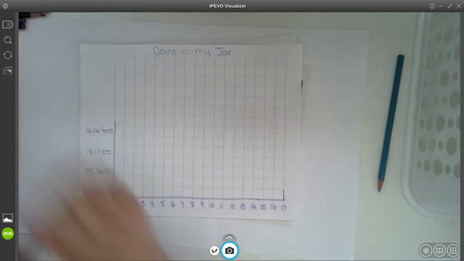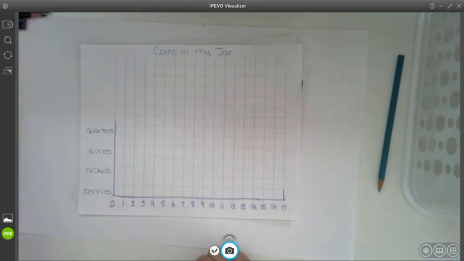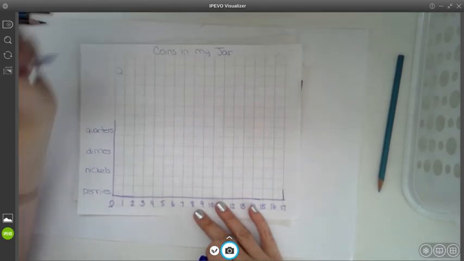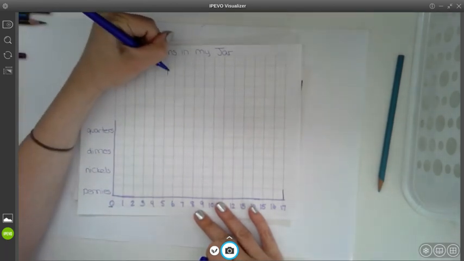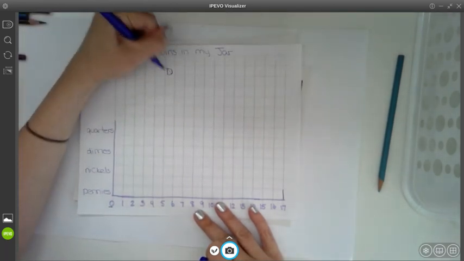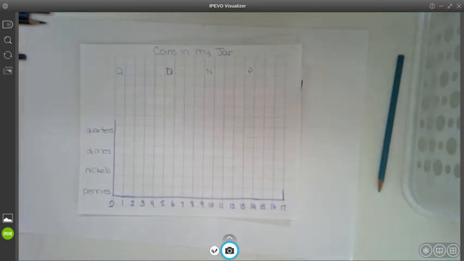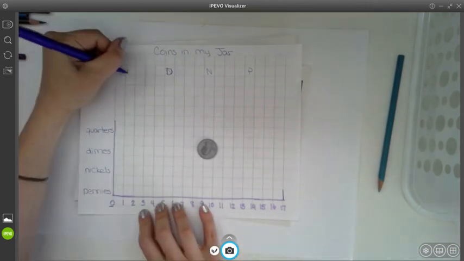So let's go ahead and start our data together. I'm just going to make a little label up here just so I can kind of keep track. Quarters, nickels, I should do it in the same order, dimes, nickels, pennies. All right, so I'm just going to make a little tally to count and see which ones we have. So right here I have 1 quarter.